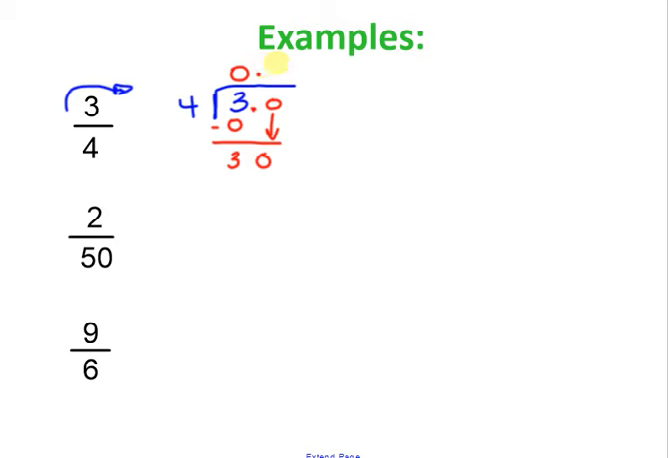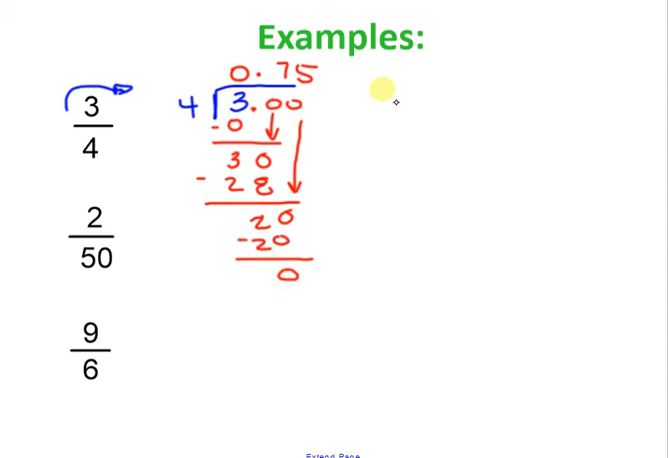4 goes into 30, 7 times. 7 times 4 is 28. Subtract. 30 minus 28 is 2. Add a 0, bring it down. 4 goes into 20 5 times. 5 times 4 is 20. Subtract. 20 minus 20 is 0. So your answer here is 0.75.